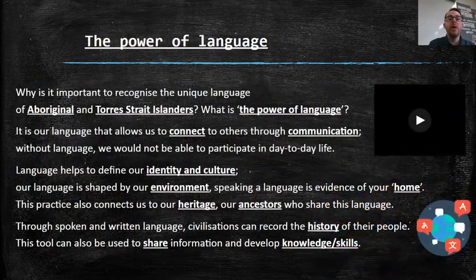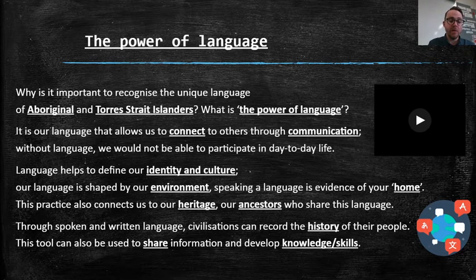Why is it important to recognize the unique language of Aboriginal and Torres Strait Islanders? What is the power of language? It is our language that allows us to connect to others through communication. Without language, we would not be able to participate in day-to-day life. Think about what you did yesterday or any day. How much of it would be possible without language? If I said you cannot write, you cannot read, you cannot speak, go out there and live, you wouldn't have a fun time. You wouldn't be able to do what you want to.